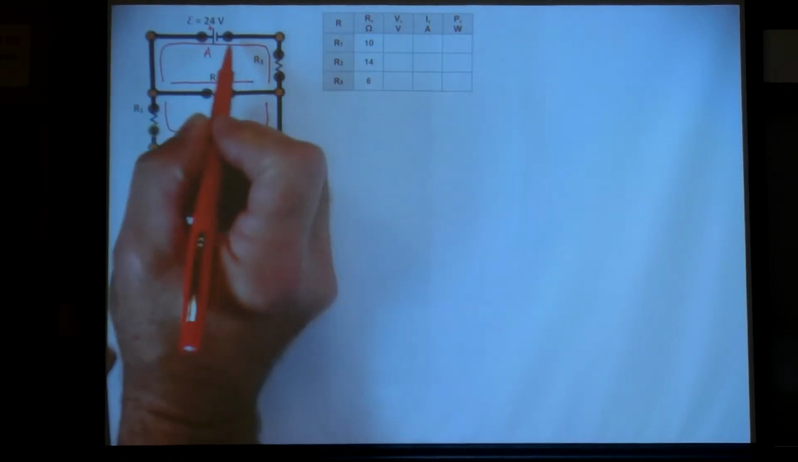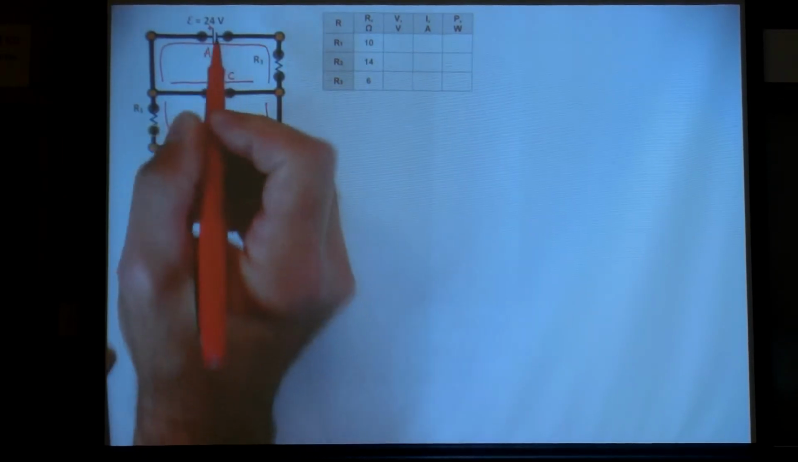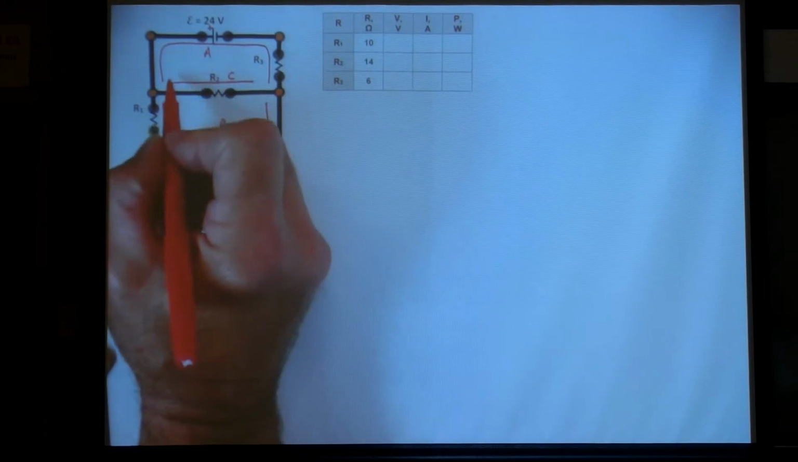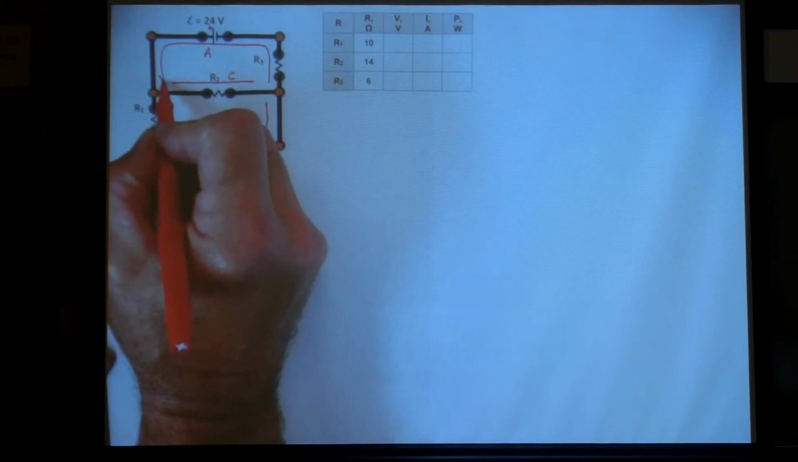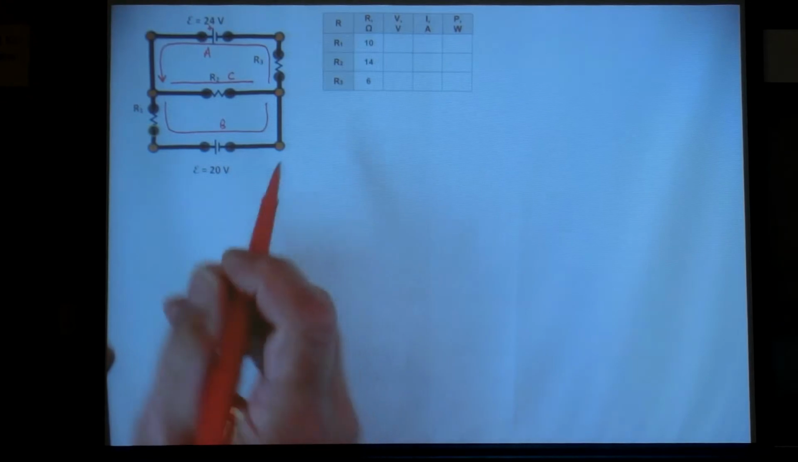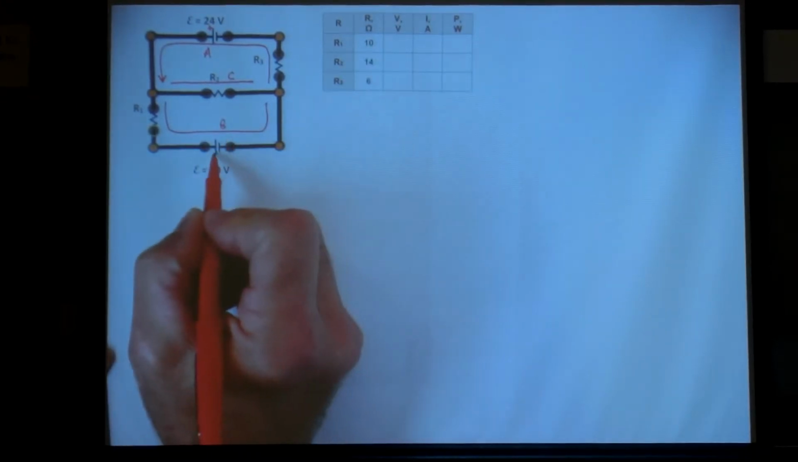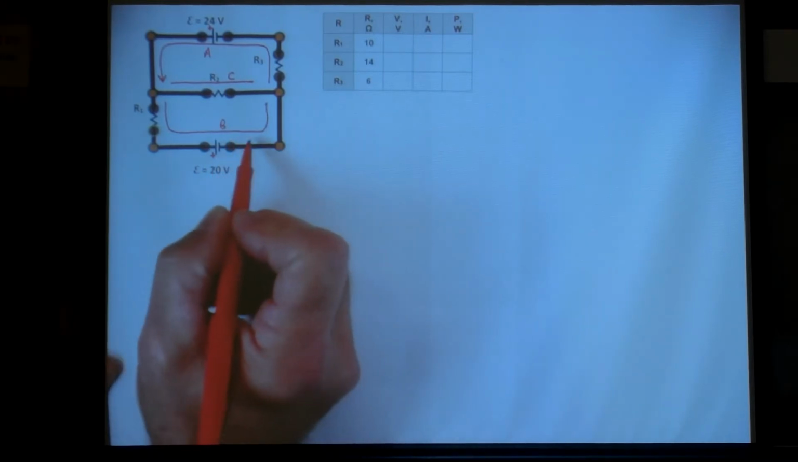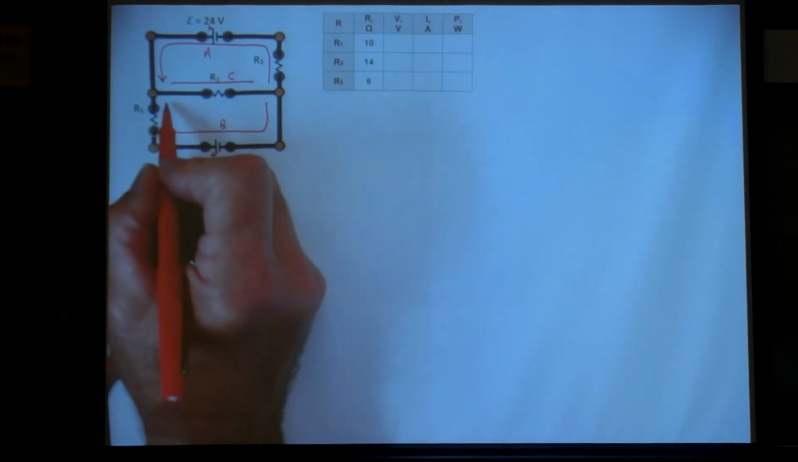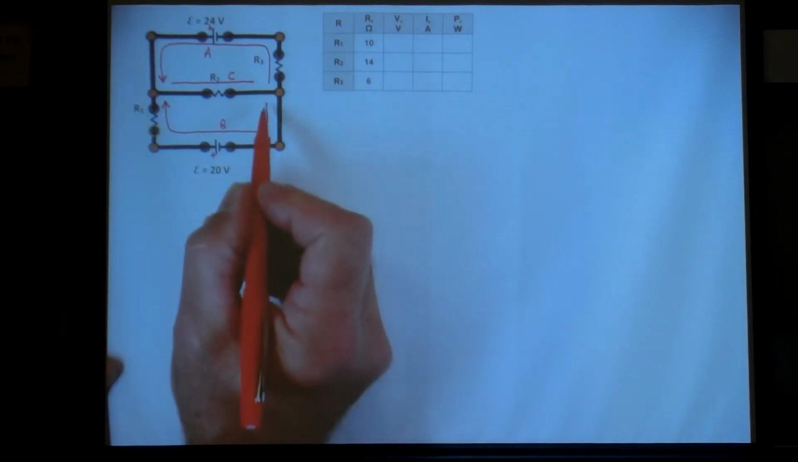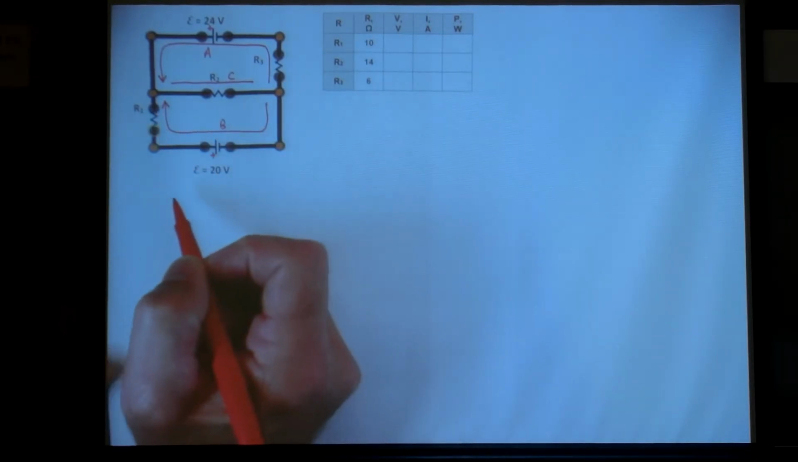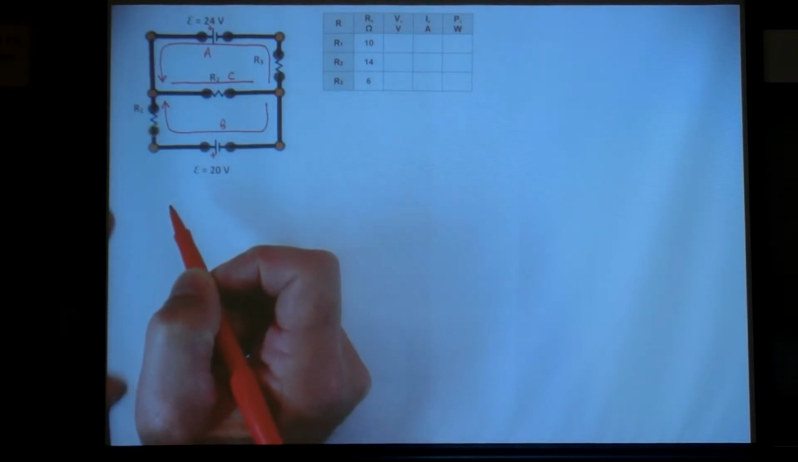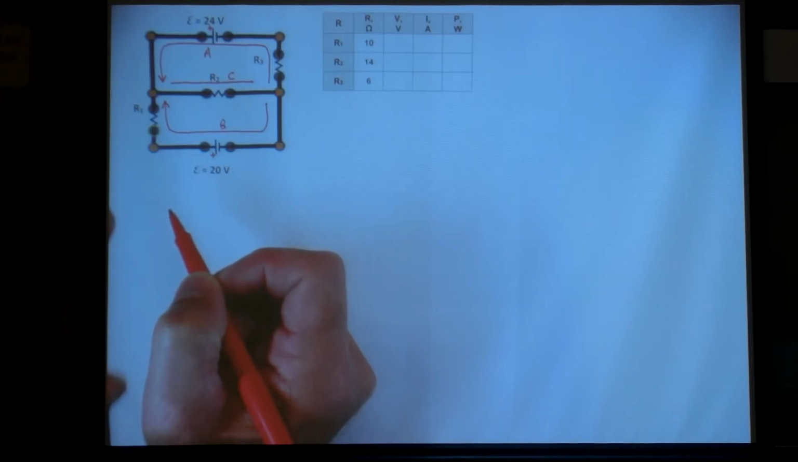The positive is the longer end of the battery, which pushes conventional current away from the positive. So in this part, since the battery is pushing current to our left, or counterclockwise, we'll assume that current is flowing in that direction. Through the bottom, we have the positive of our battery on the left side again, so it's going to be pushing current to the left.